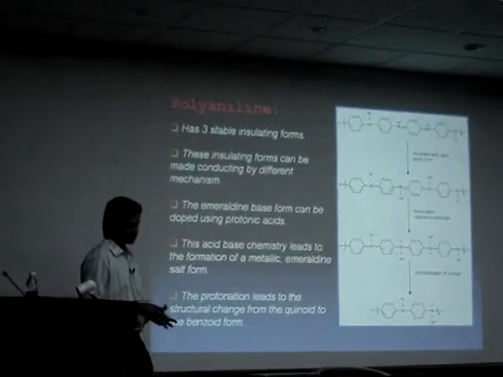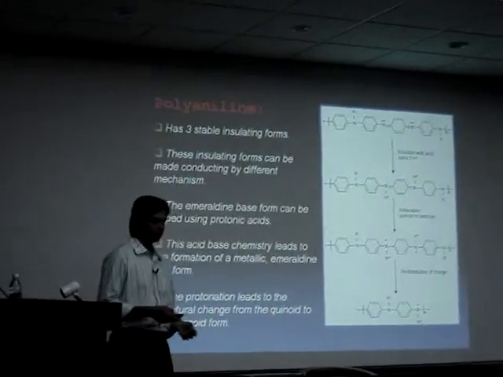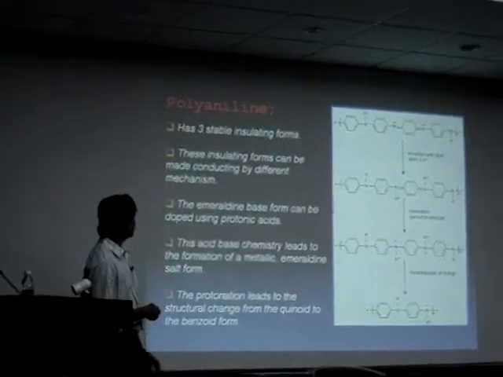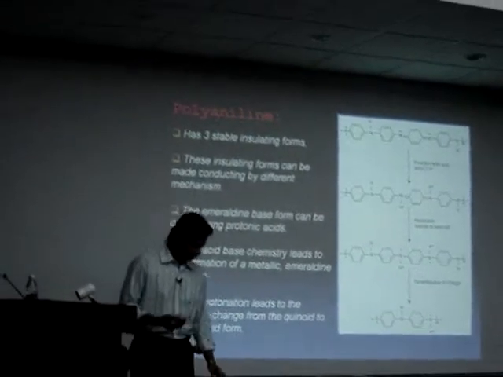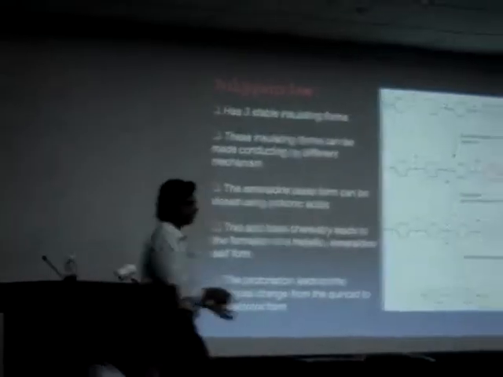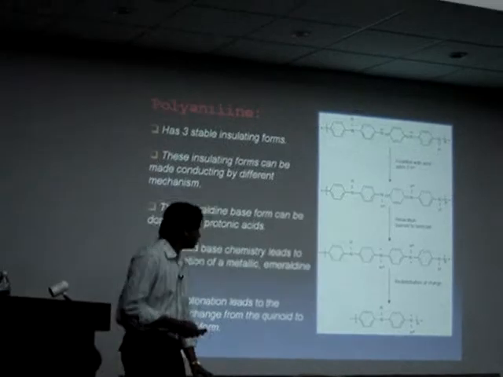The conducting polymer used is polyaniline. There are basically three types of polyanilines available: the leucoemeraldine, the pernigraniline, and the emeraldine. I am basically using the emeraldine base, which can be protonically doped to form the emeraldine salt. Hence, going from the base form to the salt form gives the insulating to the conducting form.